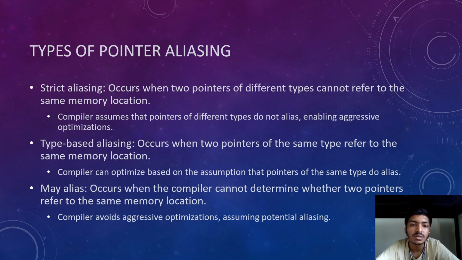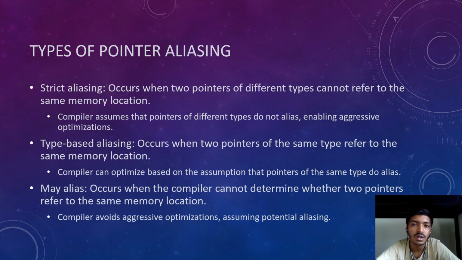The second one is type-based aliasing. Here, two pointers of the same type refer to the same memory location. The compiler in this case can optimize based on the assumption that the two pointers do alias.